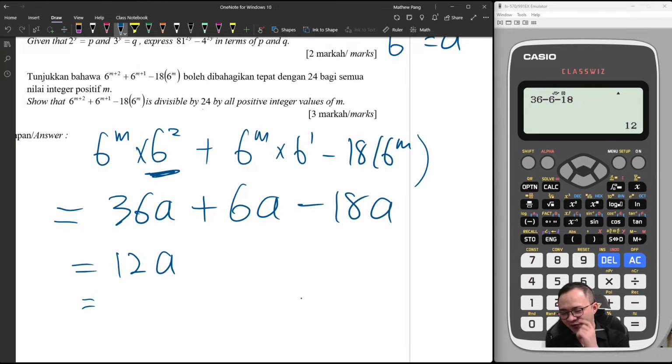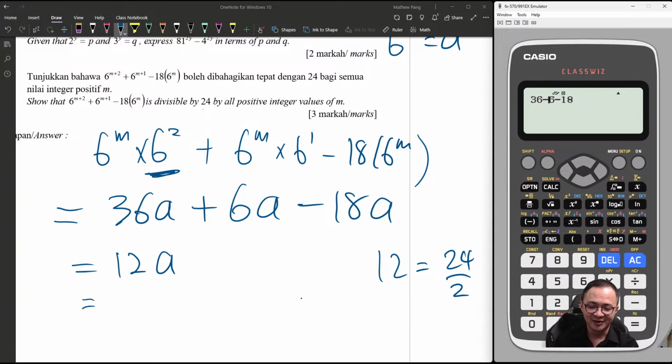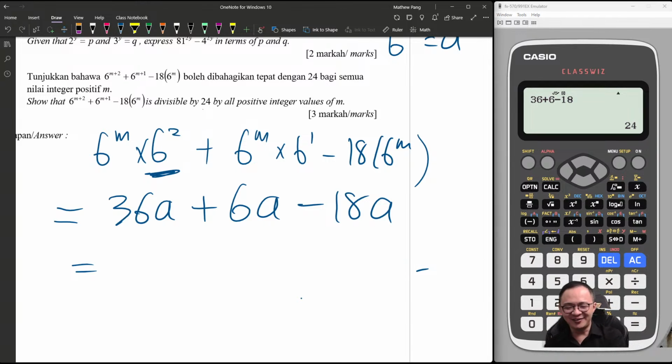Of course, I can play some tricks here. 12 is basically 24 divided by 2, isn't it? So, what I will do... sorry, there's a plus there. I typed wrongly. My bad. I'm wondering how come it cannot be divisible. Okay, then it's simple. Easy question.